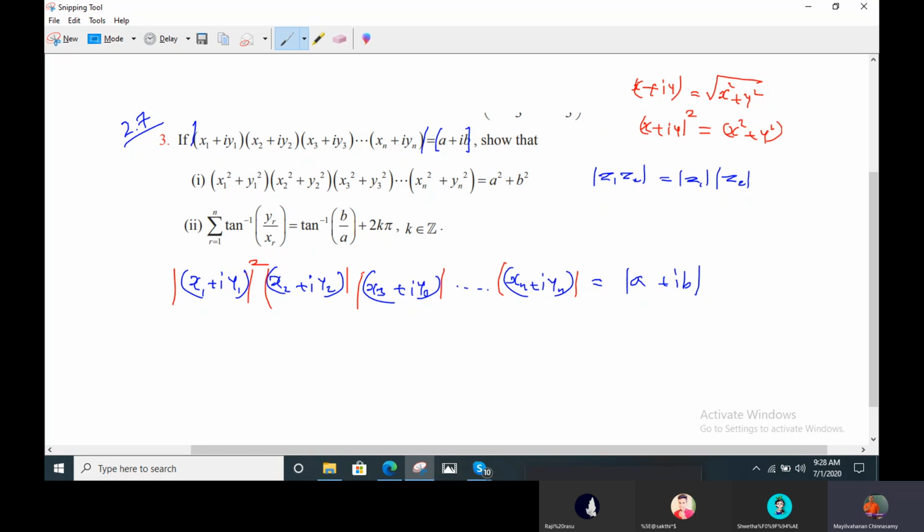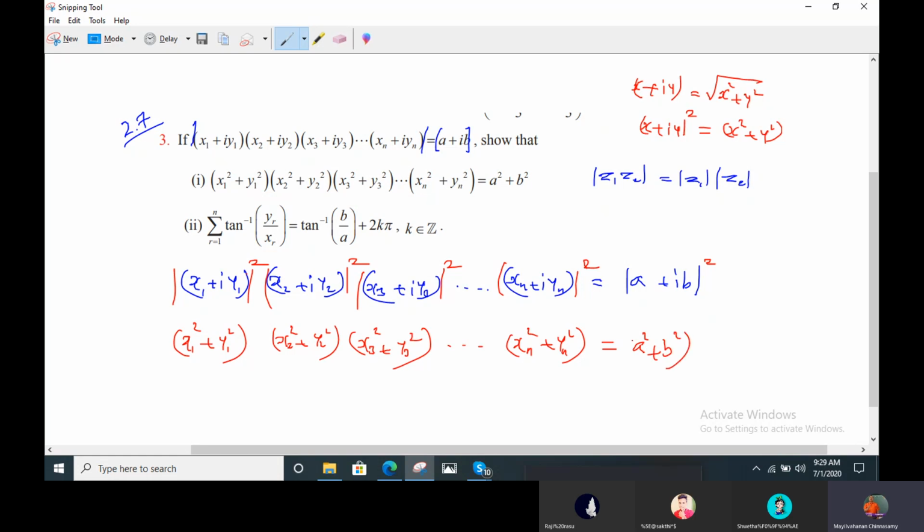Now square on both sides. If you square on both sides, each and every term will be squared. When you square each and every term, we get the first result. What is the first result? (x1 square + y1 square)(x2 square + y2 square)(x3 square + y3 square)...(xn square + yn square) equals a square plus b square. Understand, dear students?